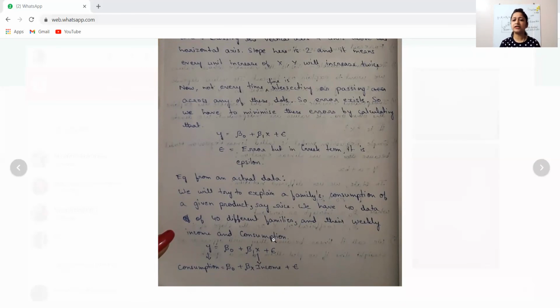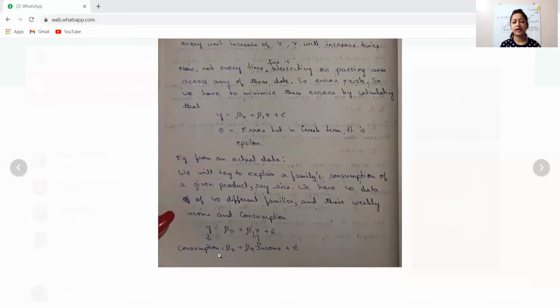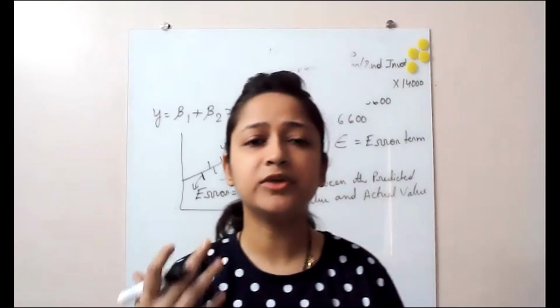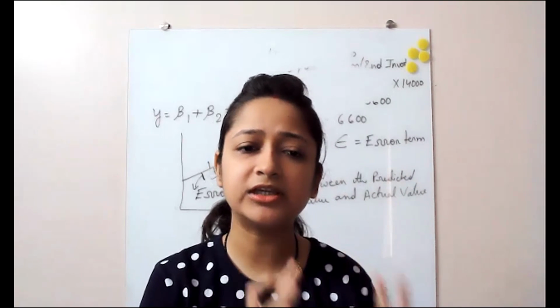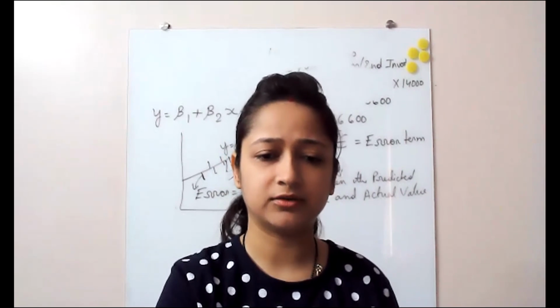Like we have 40 different families and we have 40 data. Like this family consumes 2 kg of rice, this family consumes 10 kg of rice. In this way, we have 40 different data of 40 different families and their weekly income and consumption. So Y is consumption and X is income. Now we can use this equation in any of the following data.